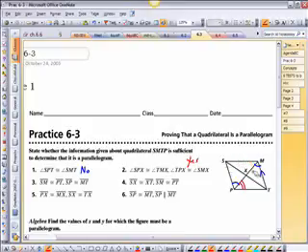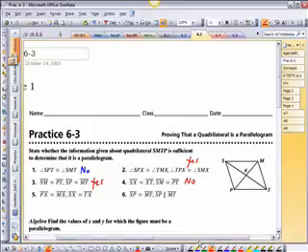That is a parallelogram. Number 3, SM congruent to PT and SP congruent to MT. So that's opposite sides congruent. So that is a parallelogram. SX and XT, and then SM and PT. Well, we have one diagonal bisected, one pair of opposite sides congruent, but that doesn't do it. That's not enough to give us a parallelogram for sure.